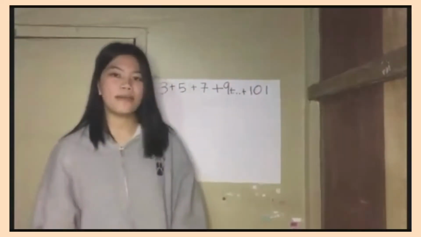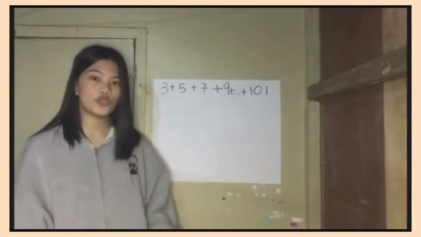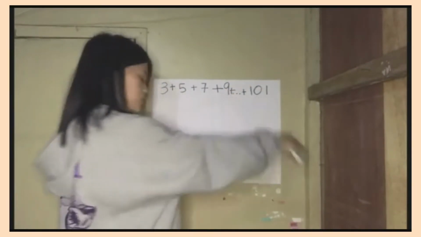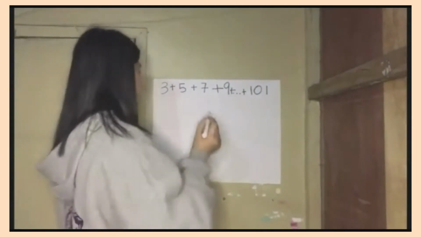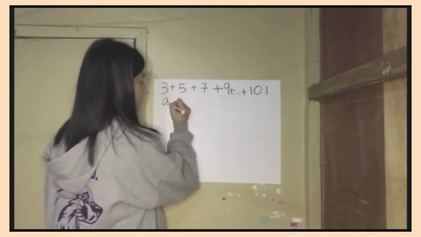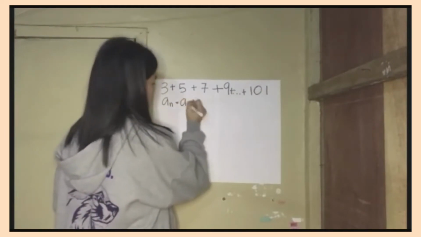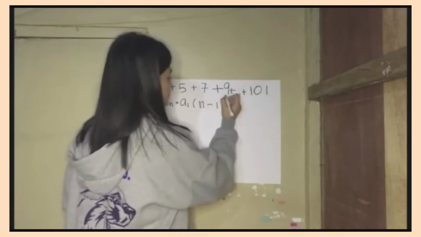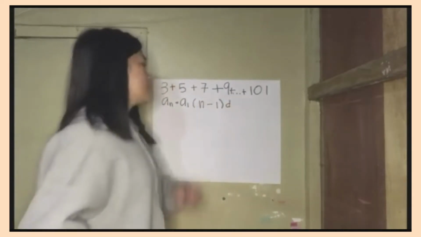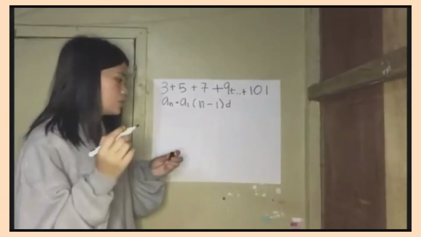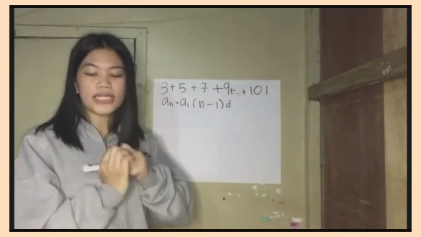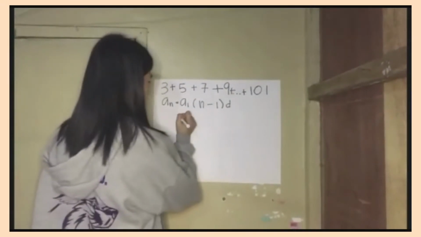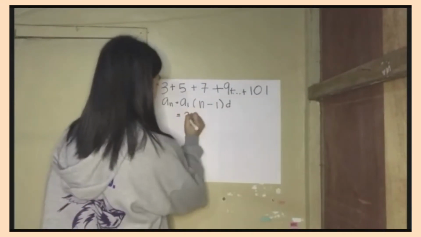In our second example, we are going to construct sigma notation. So we have 3, 5, 7, 9, and 101. So with the help of this formula, we are going to identify, or we can construct, sigma notation. So first, this is 3.